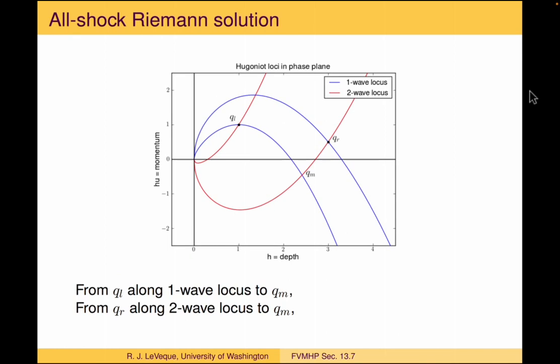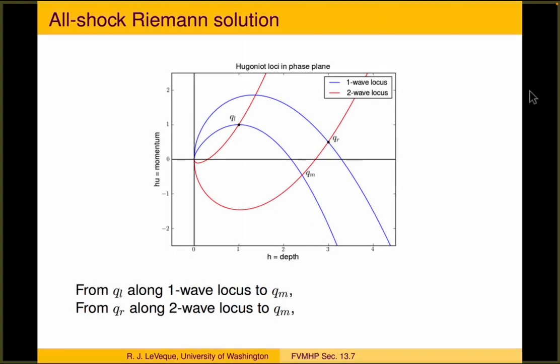So for example, if I take QL to be this state and QR to be this state, then from QL we have to move along the one wave locus, and QM can be anywhere on that curve. But from QM to QR, that has to lie along the two wave locus through QR. So QM also has to lie on this set of points that we can connect to QR by a two wave. And so there's only one possible point that QM can be, and that would be down here in this case.